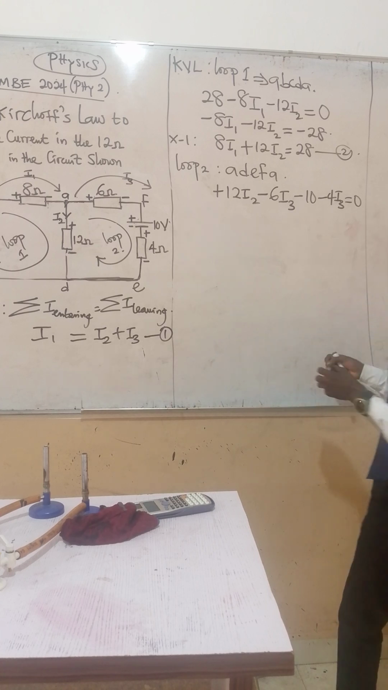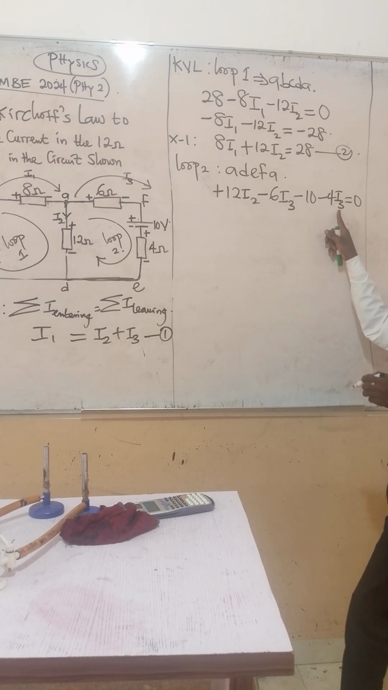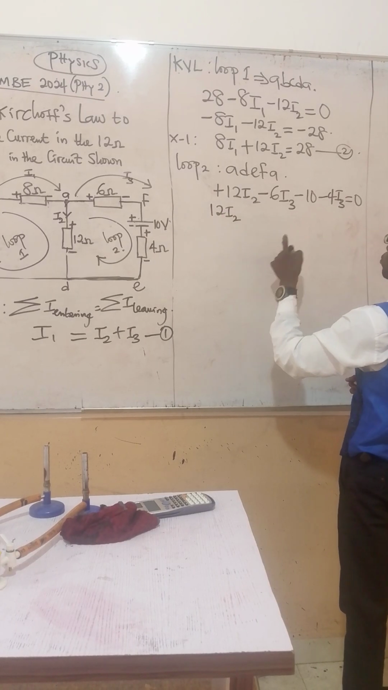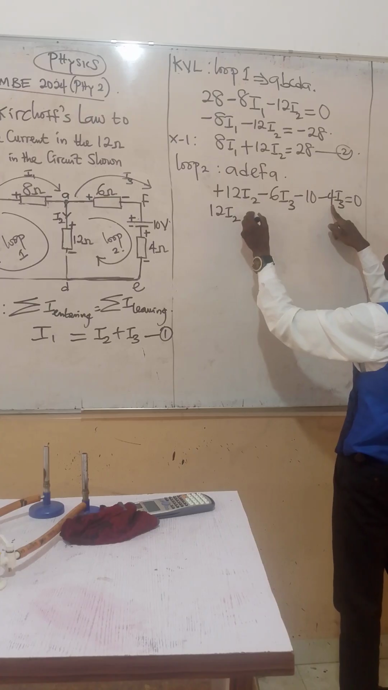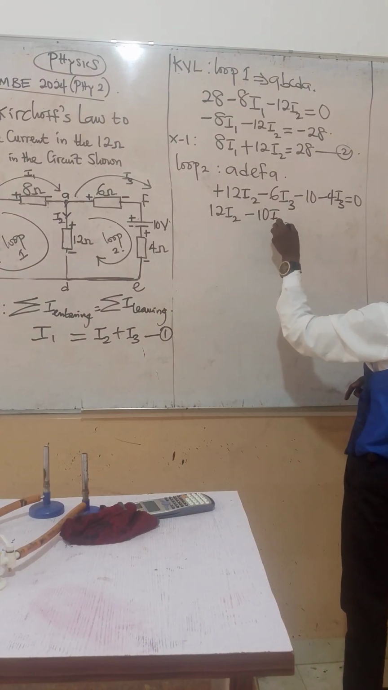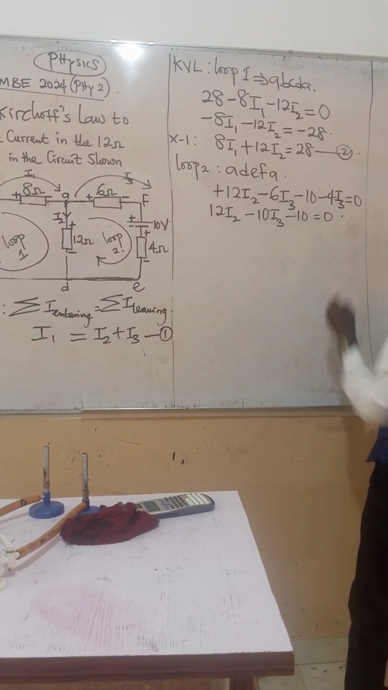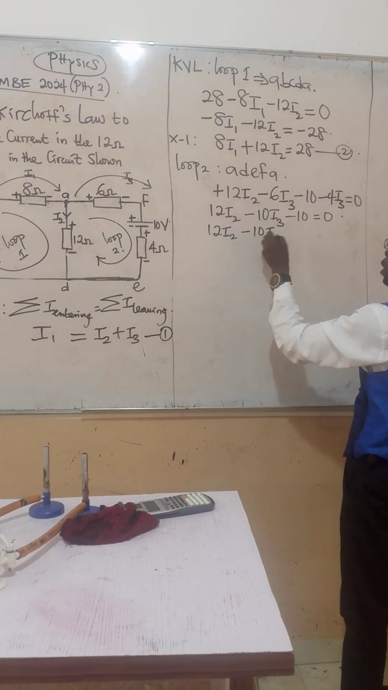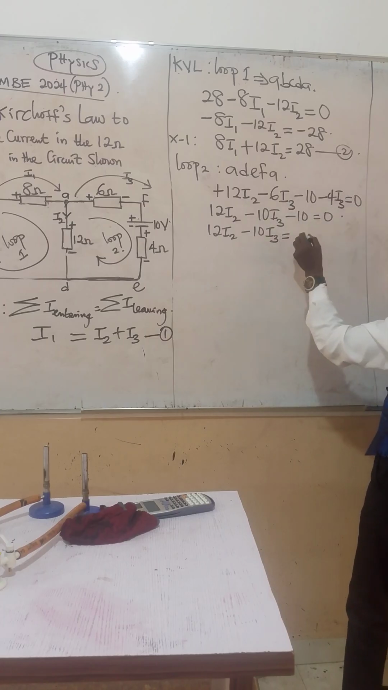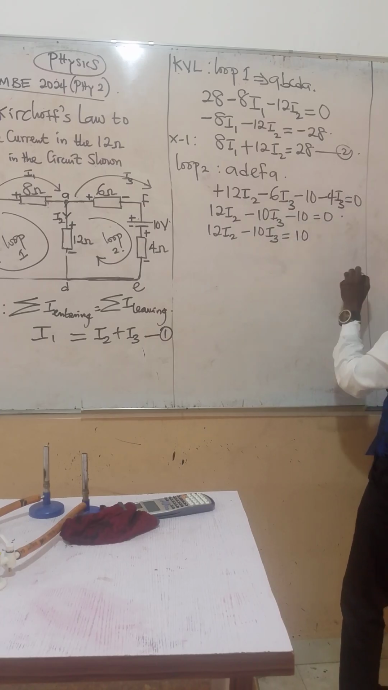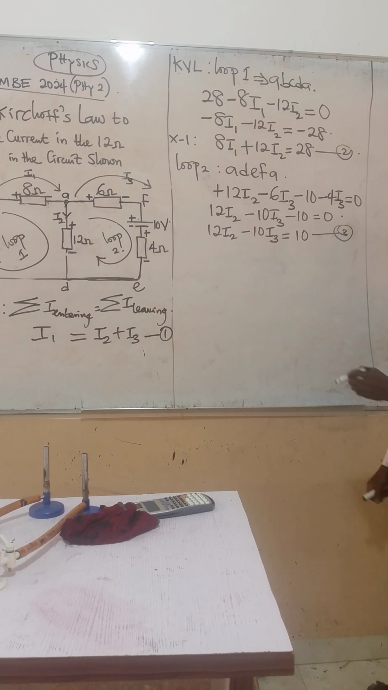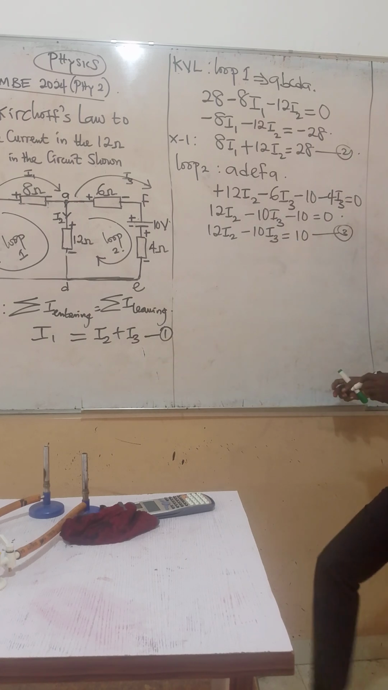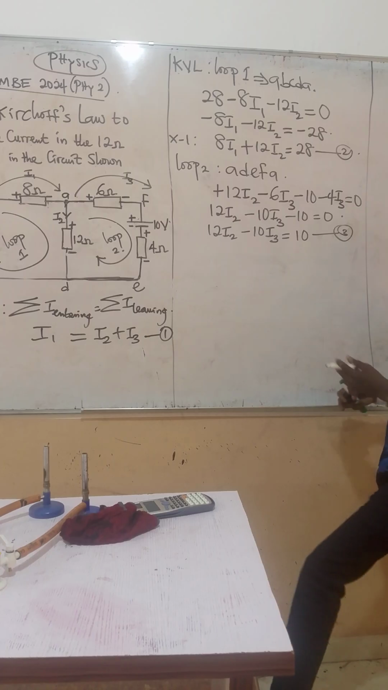Now, something is common here, I3, I3, so we add I3 together. At this point, you have 12 I2 minus 6 minus 10 I3 minus 10 equals 0. So if you rearrange this, 12 I2 minus 10 I3 equals, take this 10 to the other side, positive 10. Call this equation 3. Now equation 1 is available, 2 is available, 3 is available. I can either solve this simultaneously or solve this using Cramer's rule.